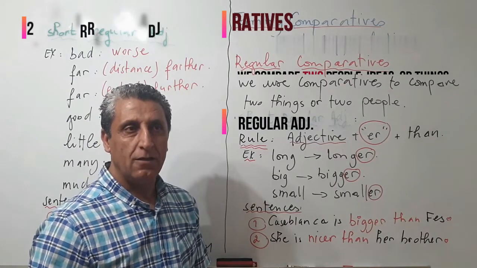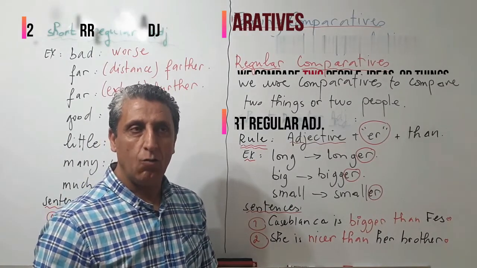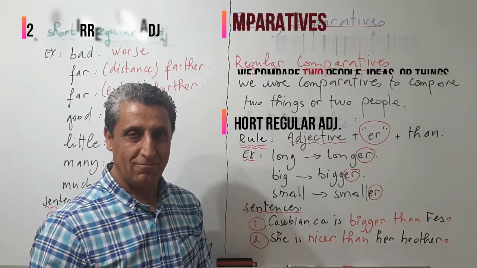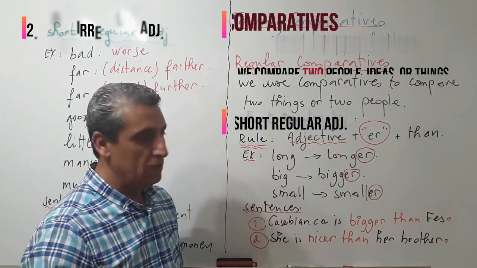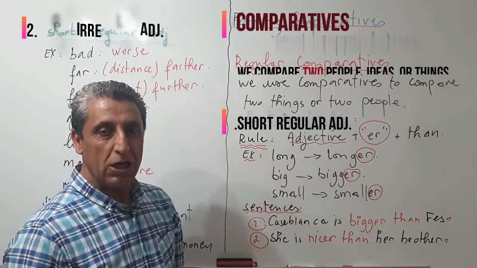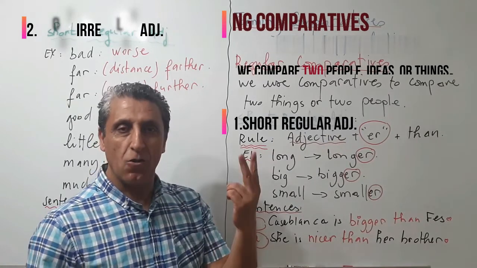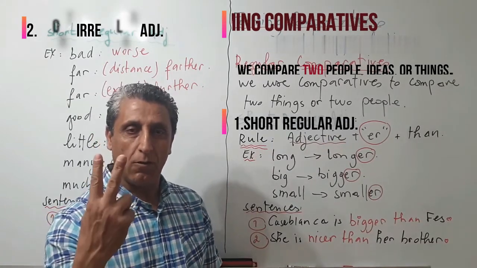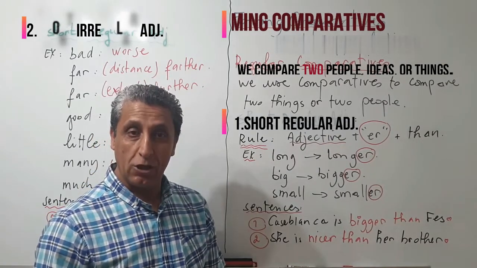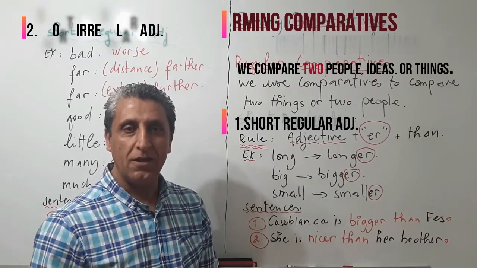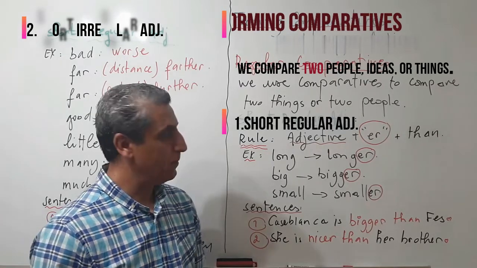The question is why we use the comparative form in the English language, okay? Good. So we use the comparative to compare two things or two people, okay? We compare two things or two people. That's the object of the comparative form.